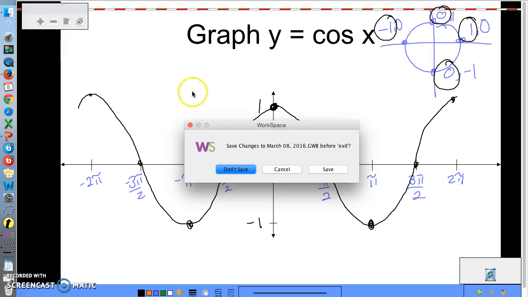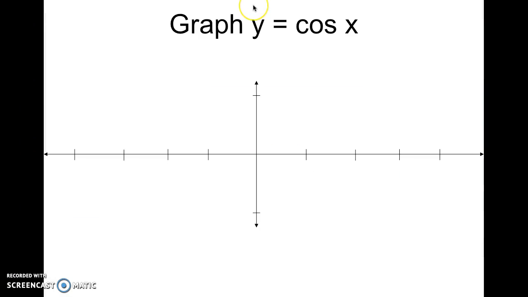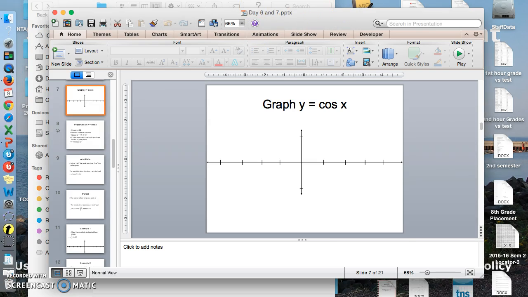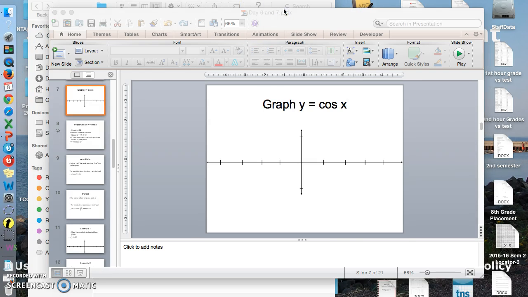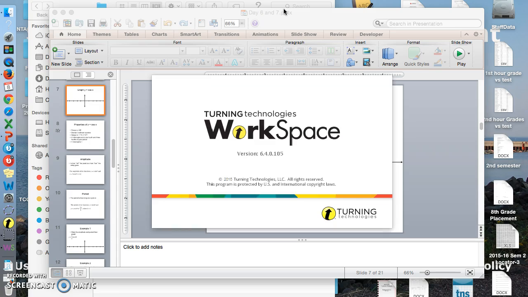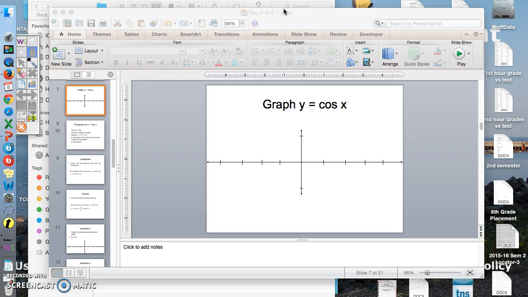Oh, and workspace crashed. We'll see if we can bring it up again here. Hopefully. So we're going to take a look at some of the transformations on this.